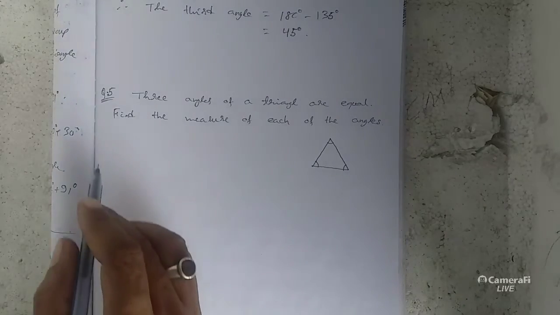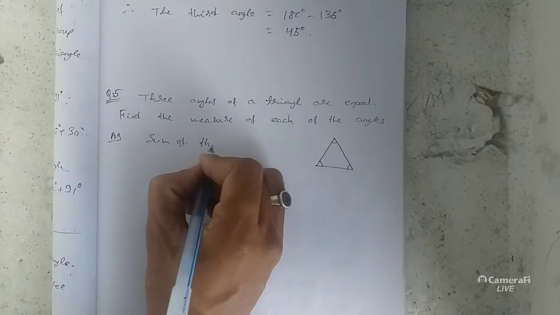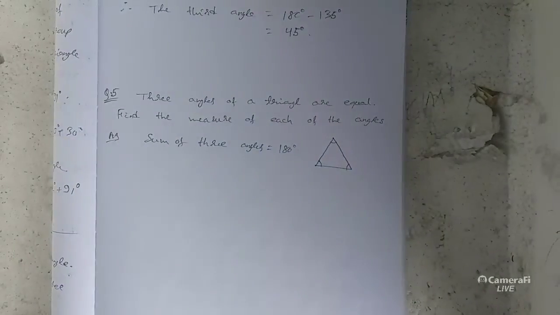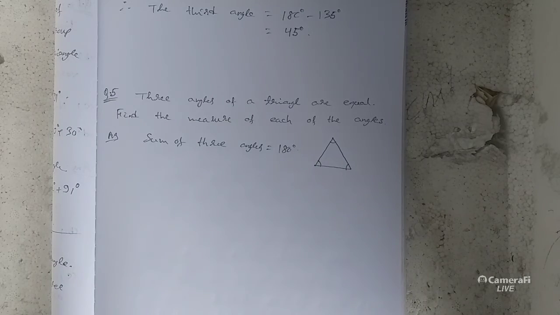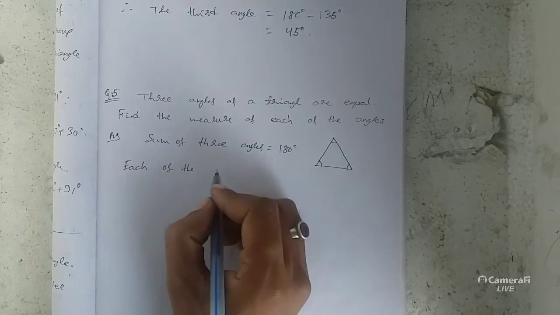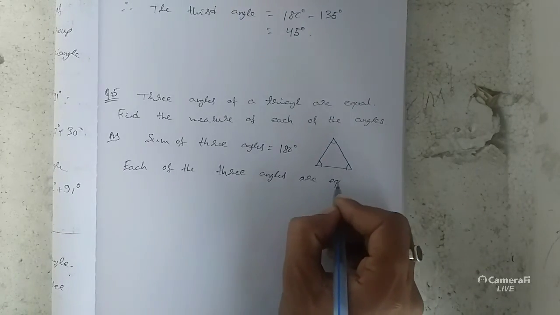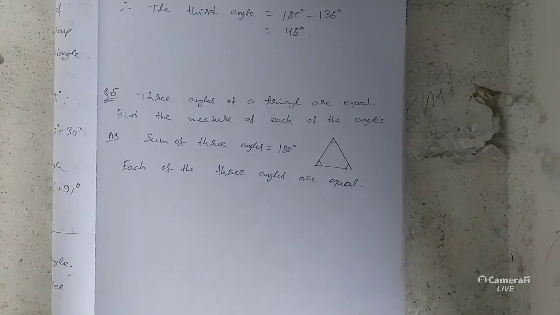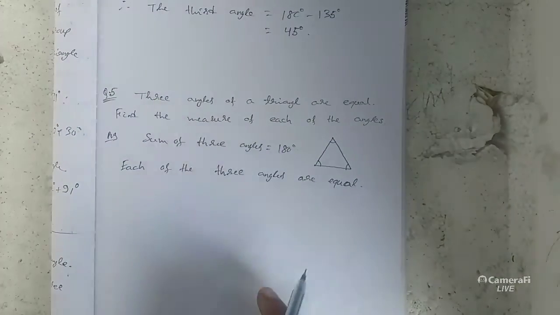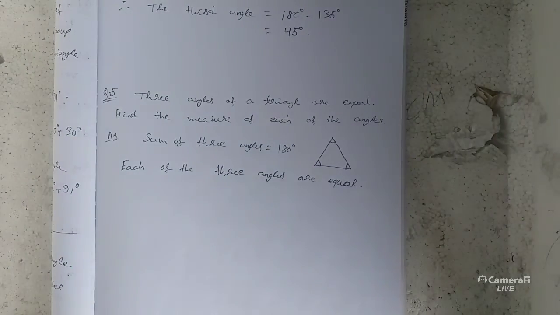Okay. So here same property we will use, sum of three angles equal to 180 degree. But here each of the three angles are equal. So if we take the three angles of equal measurement, then what will be the sum of the three angles? This should be 3 into one of the angles, or 3 of each of the angle.